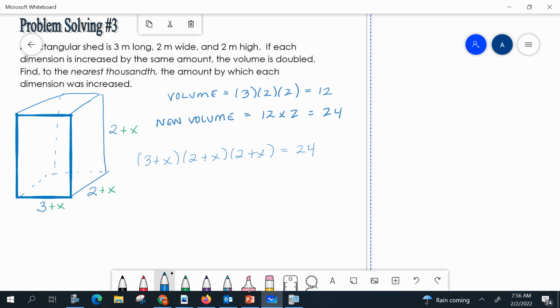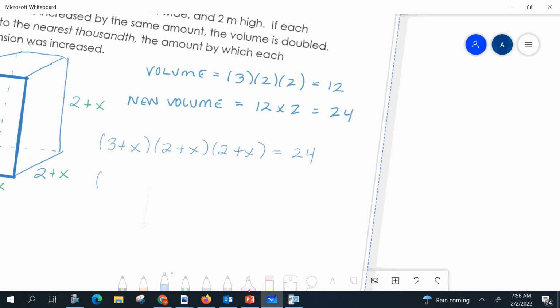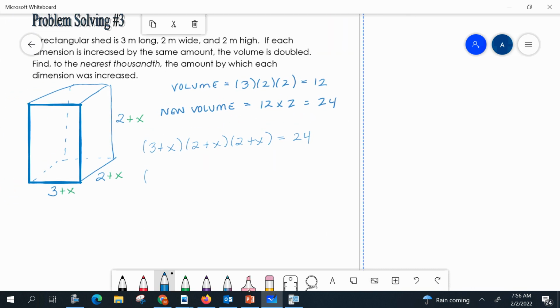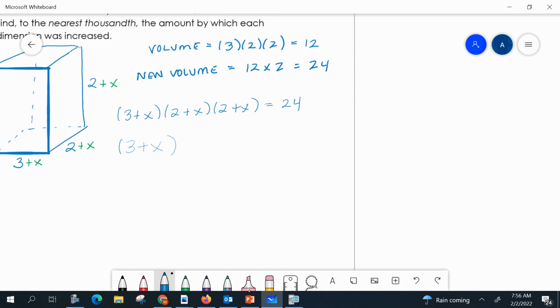Now what you need to understand is, does the calculator necessarily care if the equation is in standard form? And the answer to that is no. The calculator doesn't really care. So rather than take the time to multiply this whole thing out, I'm going to see that in standard form, this is 3 plus x times 2 plus x times 2 plus x, minus the 24 over, and I'm going to write this in standard form.